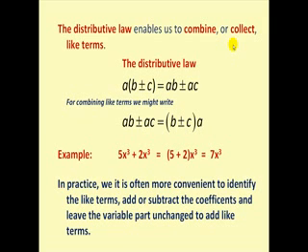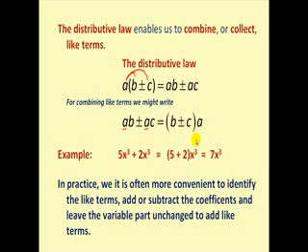The distributive law enables us to combine or collect like terms. Remember, the distributive law tells us that A times the quantity B plus or minus C is equal to AB plus or minus AC. However, for combining like terms, it's often helpful to write this in the opposite order so that we have AB plus or minus AC is equal to the quantity B plus or minus C times A. Notice both terms have a factor of A, which we can factor out.